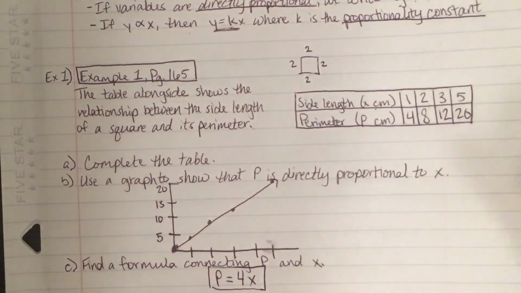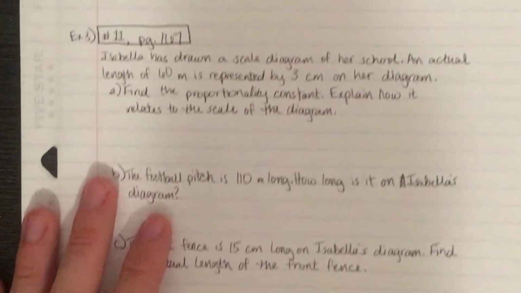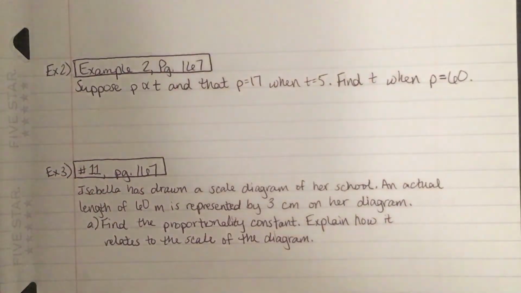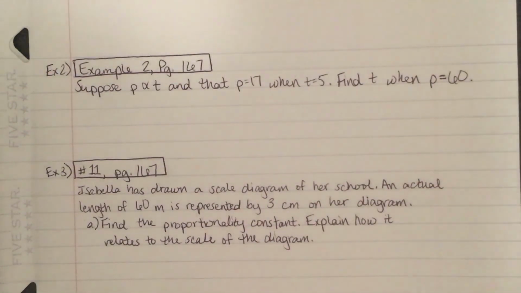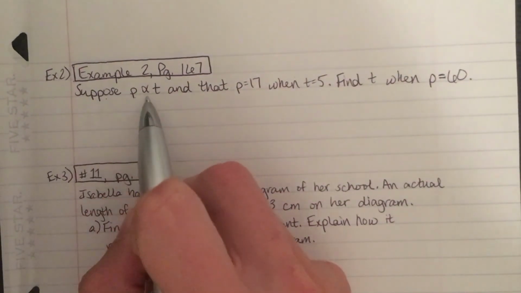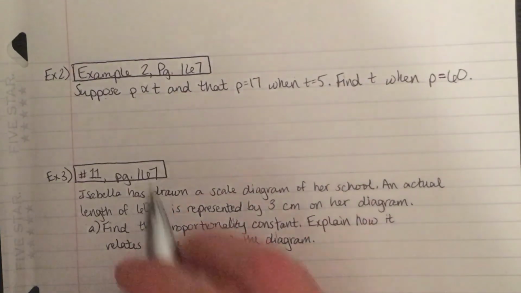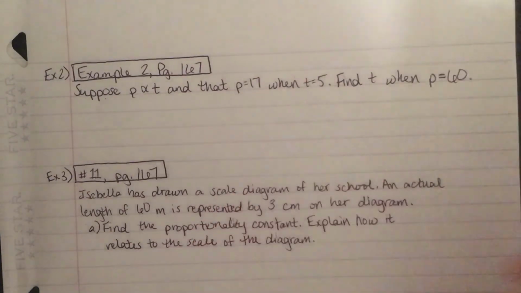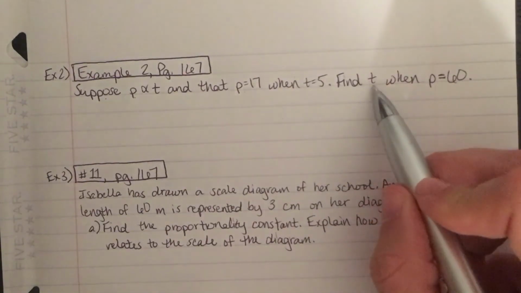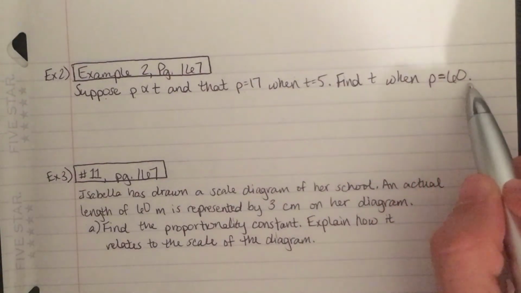So we're going to look at a couple more examples here, and we will keep it rolling. We're going to look at example 2 on page 167. The information that we're given here is that P is directly proportional to T. They tell us that P equals 17 when T equals 5, and they want us to find T when P equals 60.